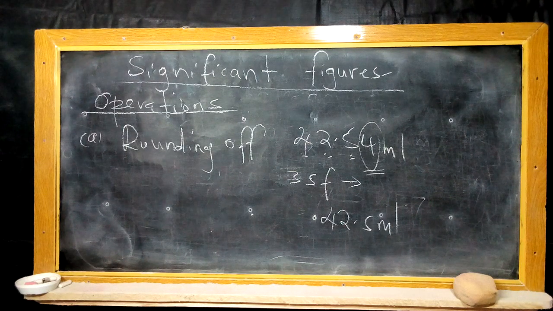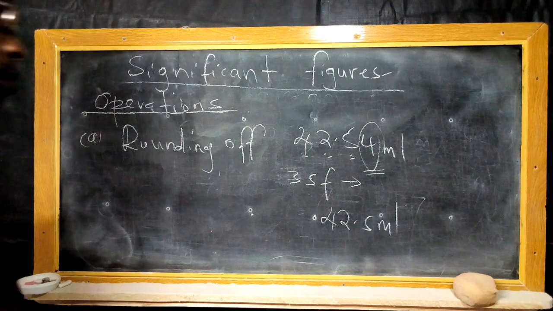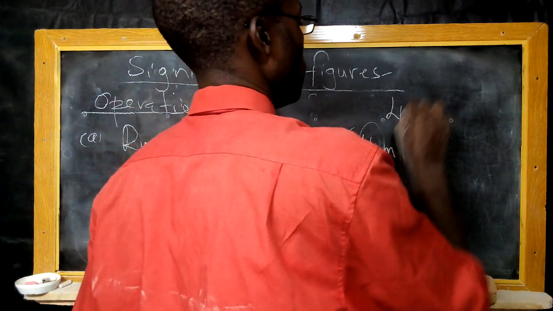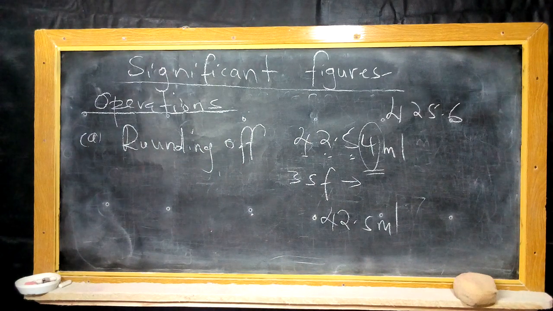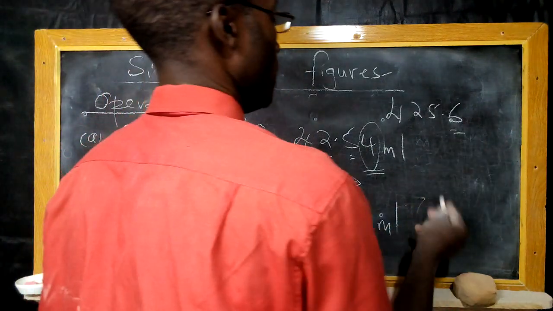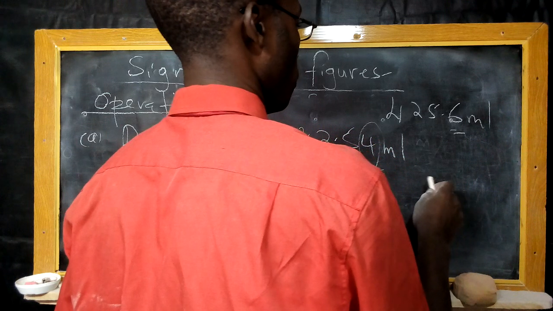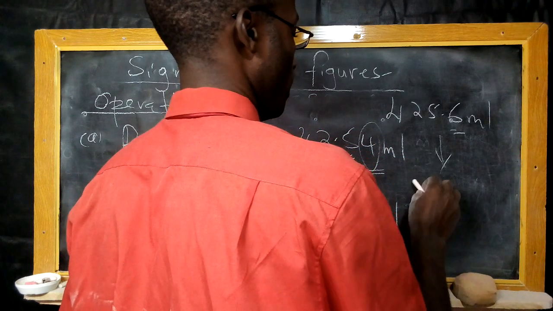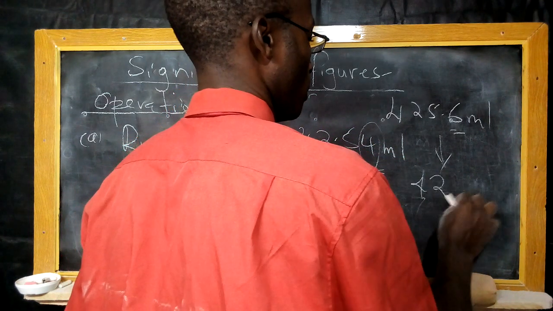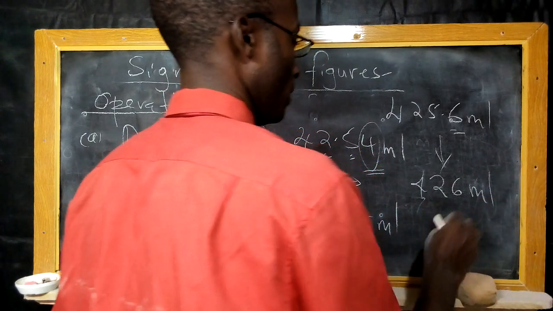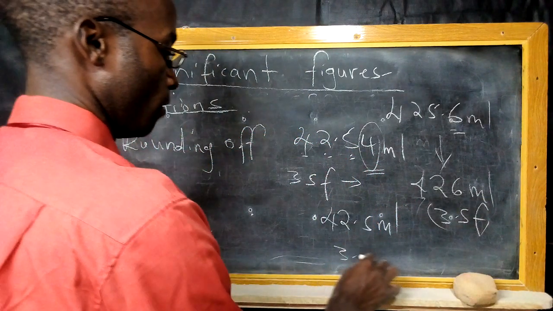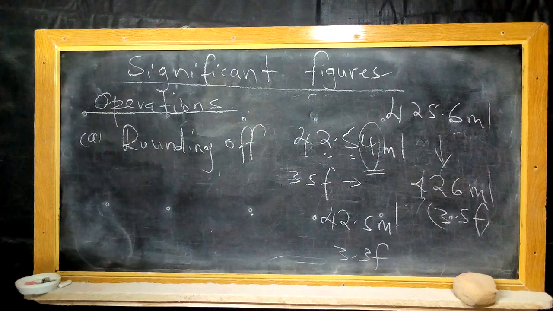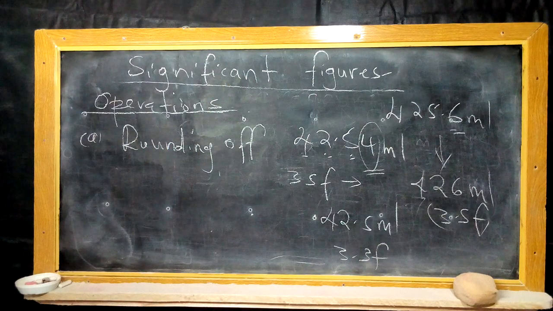And suppose it was 425.6. Then, as we said, this number is more than 5. Then we're going to round it off and find that to 3 significant figures, this is 426 milliliters. So those are the conditions that we're going to use for rounding off.